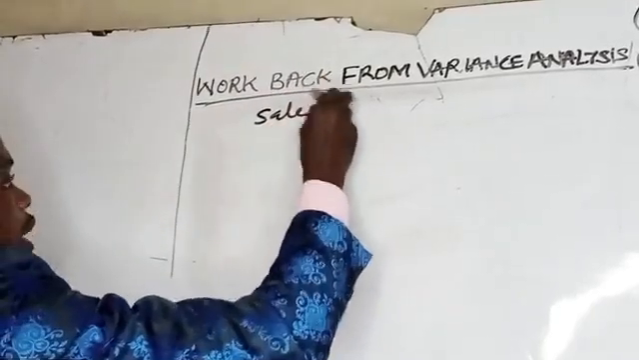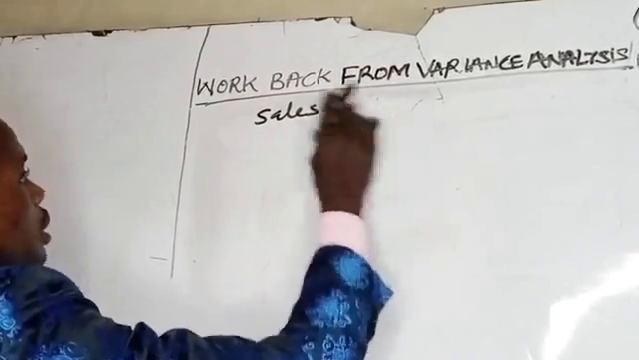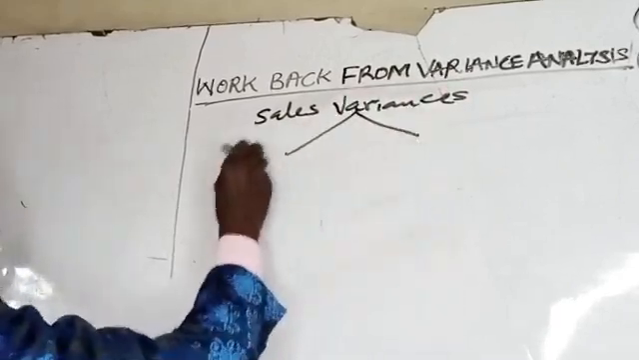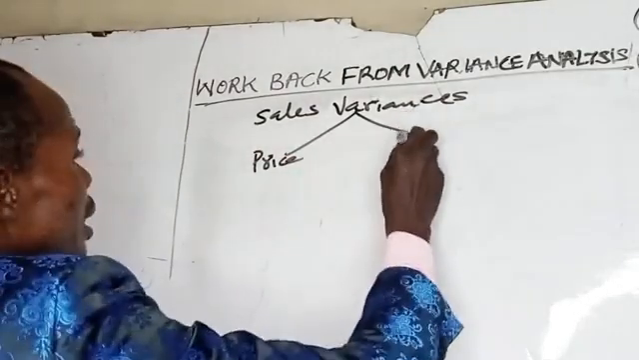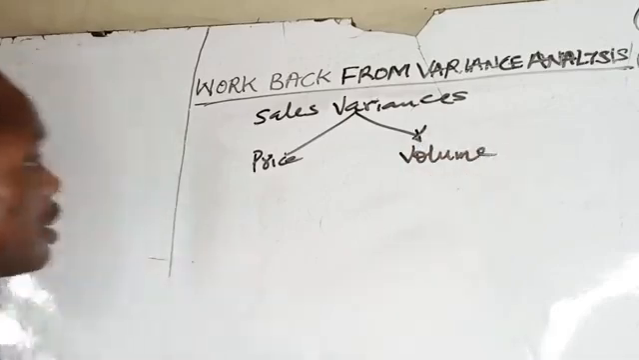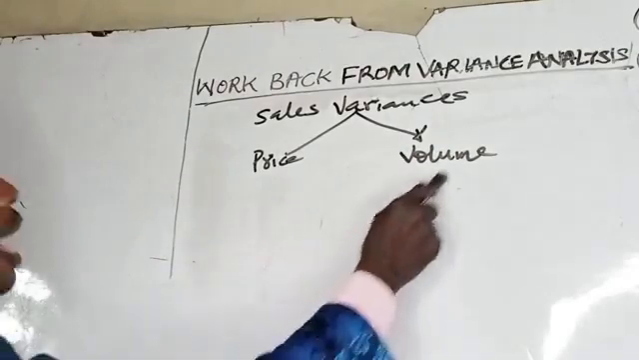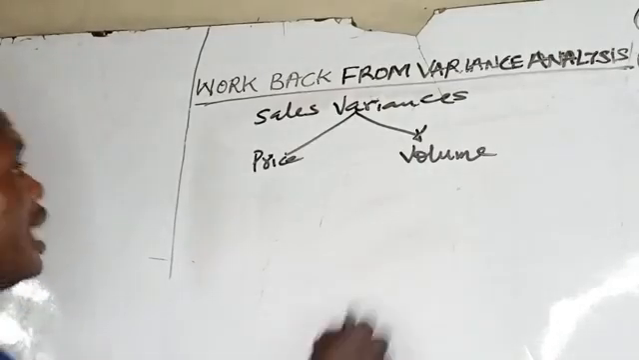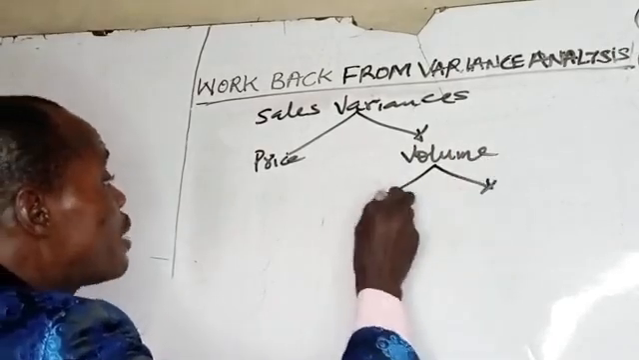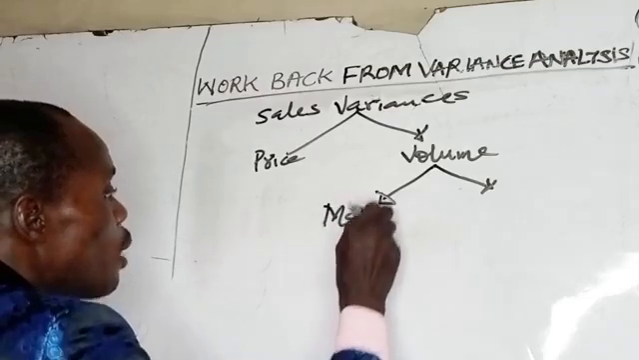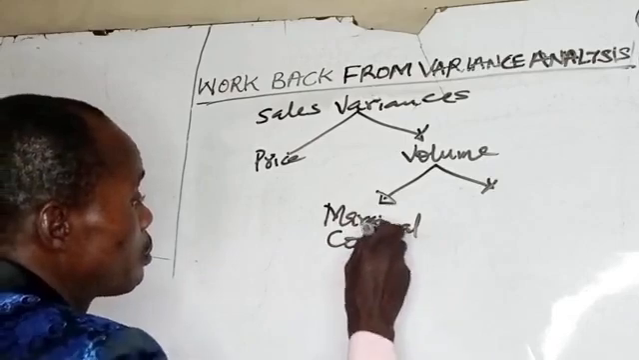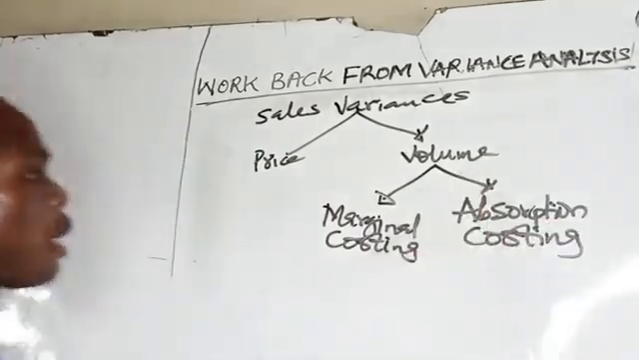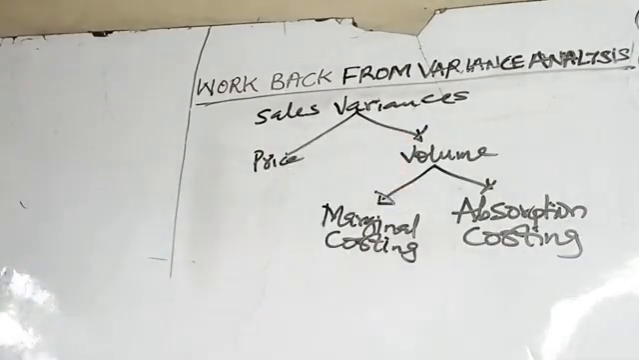Sales or revenue variances. So this sales variance, we will divide it into two: the sales margin price variance and sales margin volume variance. This volume variance is divided into mix variance and quantity variance. But I'm not going to consider that in this video. I have that in my earlier video. So this volume variance will be computed in two different schools of thought: marginal costing and absorption costing.